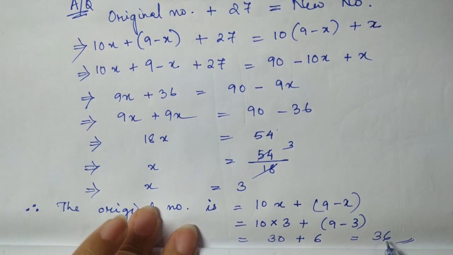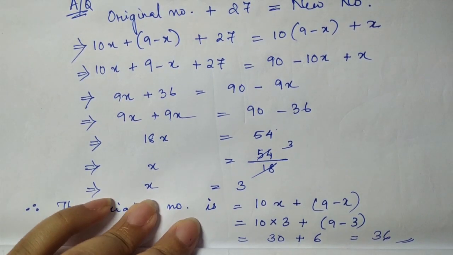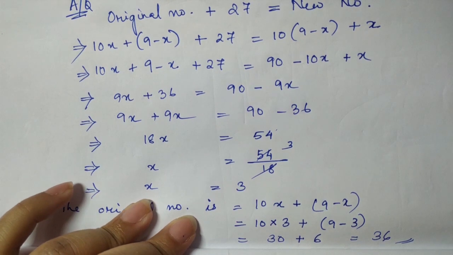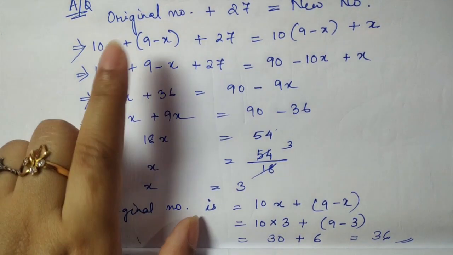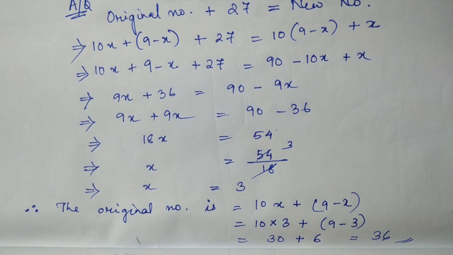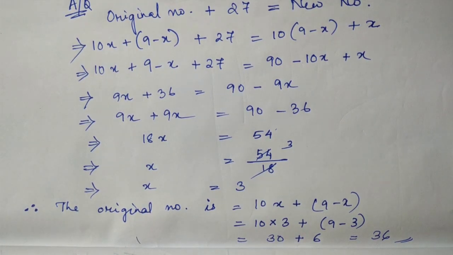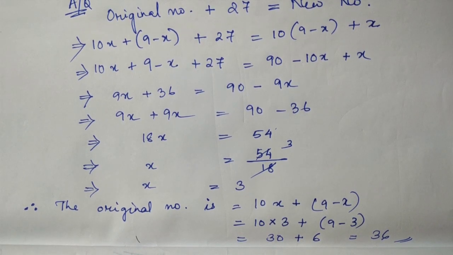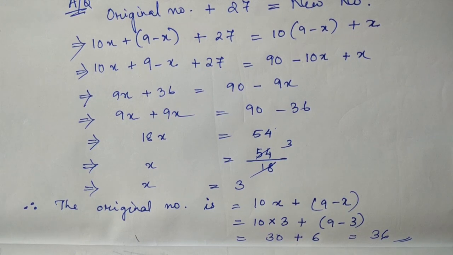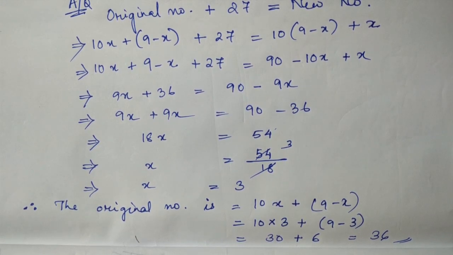If you interchange, 36 will become what? 63. So 63 minus 36, if you see, will give you 27. That means the new number is bigger than the original number by 27. Okay, so I hope you have understood this. Now question number 4 is similar to question number 3. You have to try it by yourself. Please try that one along with question number 2.